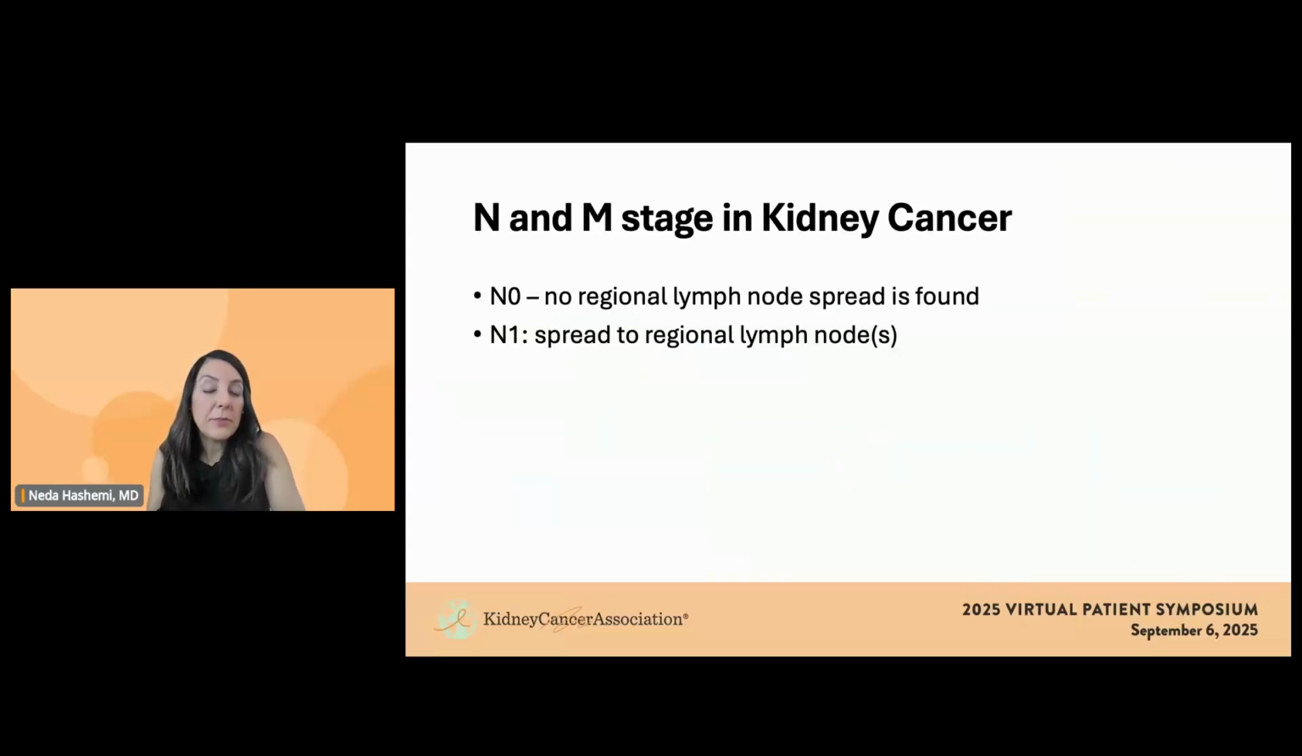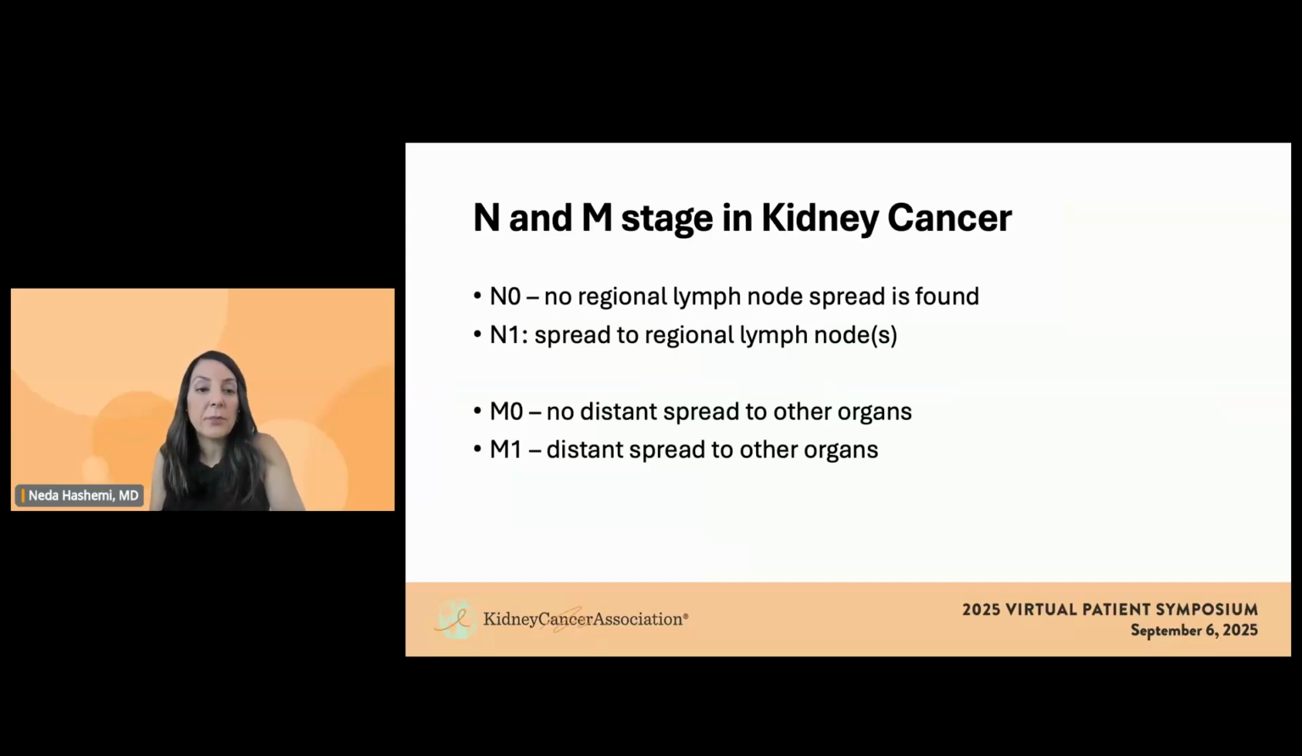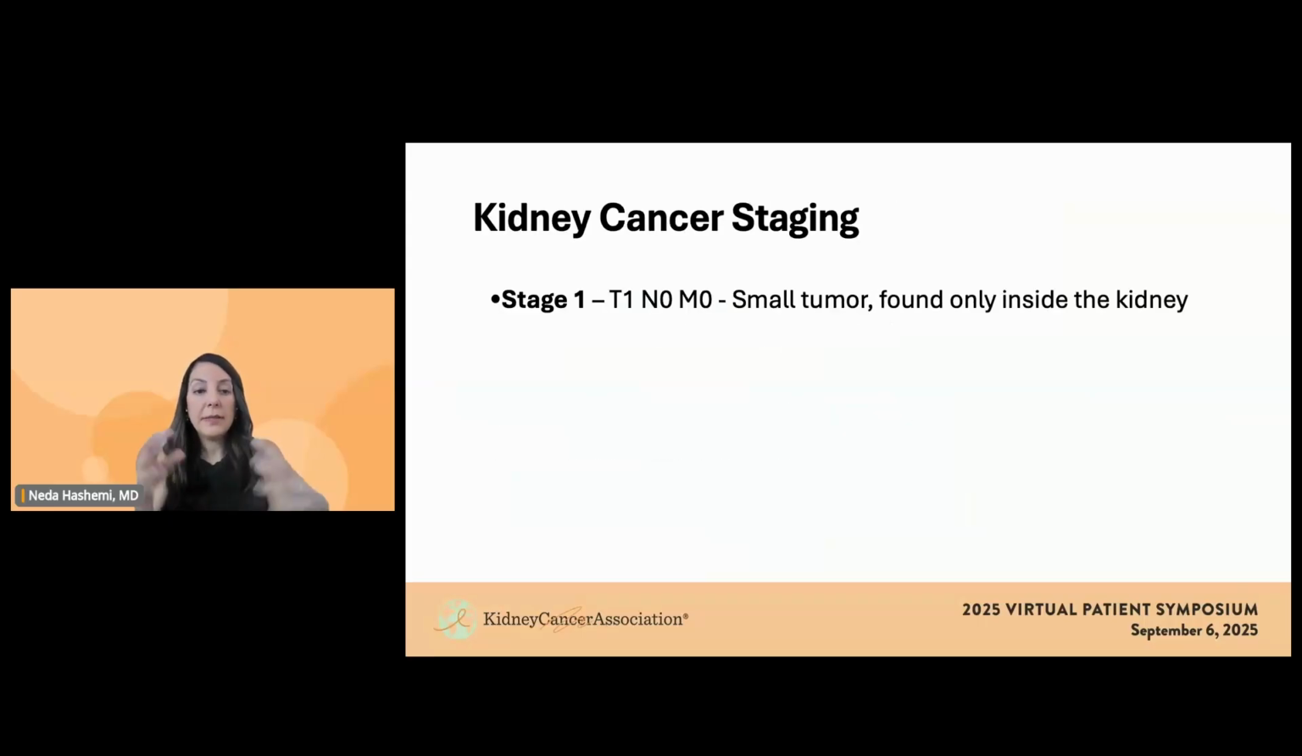For lymph nodes, it's pretty simple. N0 is when there is no regional lymph nodes involved, and N1 is when there is spread to regional lymph nodes. M metastasis is again simple. M0 is when there is no distant metastasis spread to the other organs, and M1 is when there is distant spread to other organs.